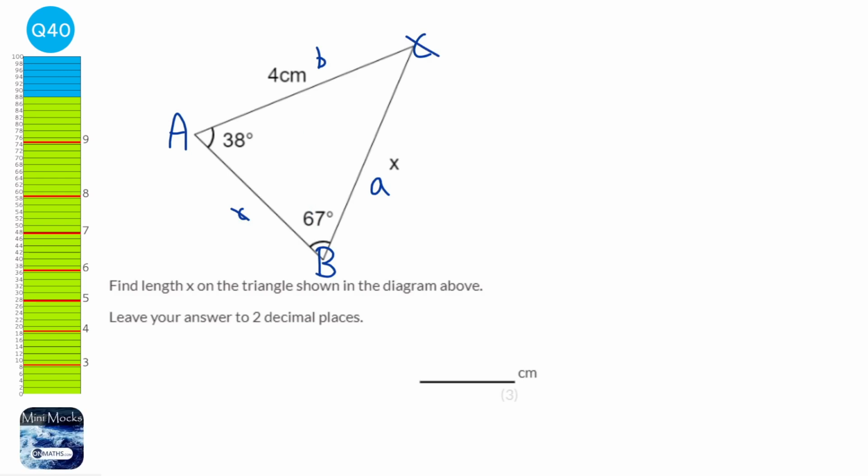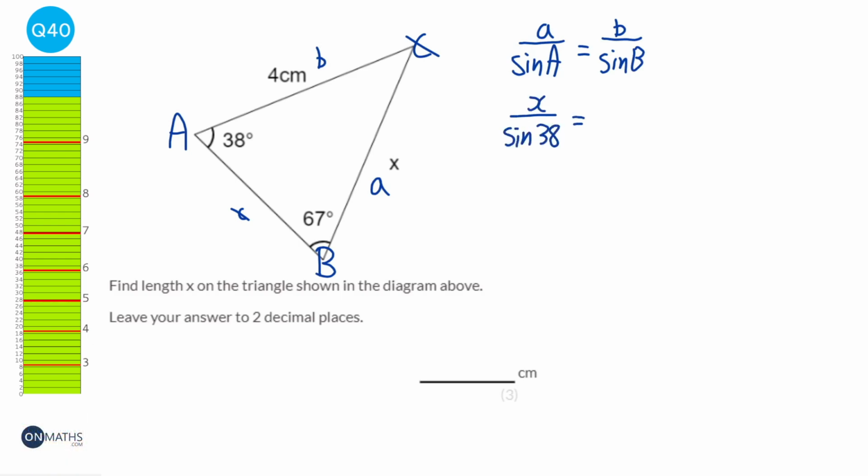Now when you've got two pairs of angles and sides, you're going to be using the sine rule. Now the sine rule is either sine A over a, or it's a over sine A. Now when we're looking for a length, we put the length on the top. So it's going to be lowercase a over sine capital A equals lowercase b over sine capital B. Okay, so we're going to fill in the values. So a is x, capital A is 38, lowercase b is 4, and uppercase B is 67.